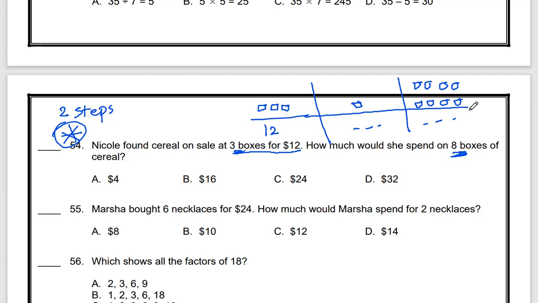I find the 1 by dividing 12 by 3. It will be 4. So the price of each one is 4. Now I can multiply the price of each one, which is 4, by the number of boxes, which is 8. So it's 32. So this is a 2-step question. You cannot solve it in only 1 step. As you know, my heroes, we call this one the heading question, and this one the main question.